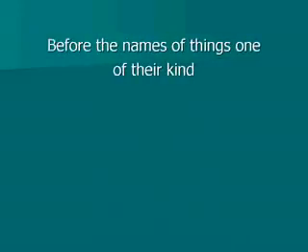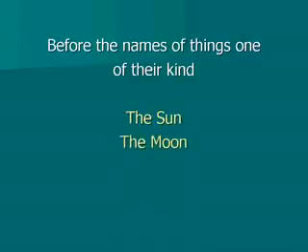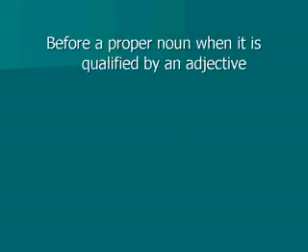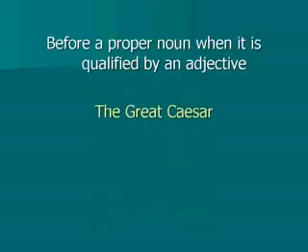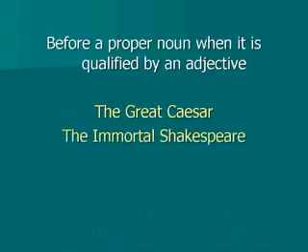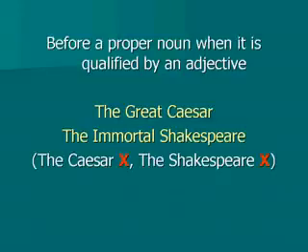You can also use the definite article before the names of things one of their kind. For example, the sun, the moon, the earth. Before a proper noun when it is qualified by an adjective. The great Caesar, the immortal Shakespeare. Remember, you cannot say the Caesar or the Shakespeare. You can only use a definite article before a proper noun like the name of a person when it is qualified by an adjective.